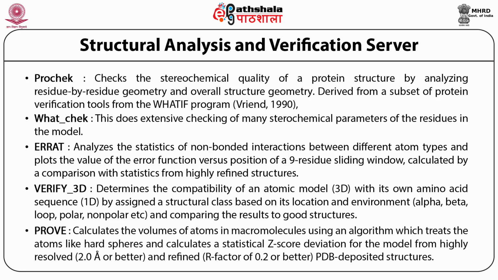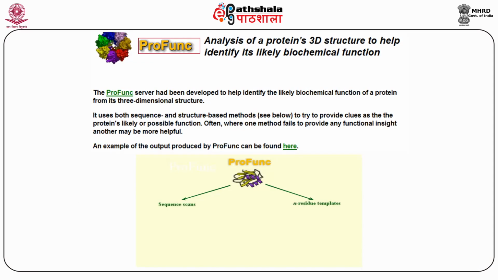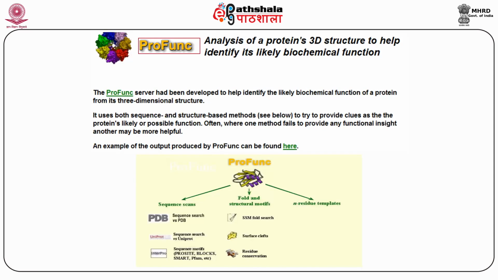And finally, the proof, which treats the atoms like hard spheres and calculates the statistical z-score deviation from the model, from the highly resolved and refined structure. So these are the different tools utilized for structure validation on a server known as the SAPS, structure analysis and verification server. We discuss a very important tool, the analysis of a protein's 3D structure to help identify its likely biochemical function.